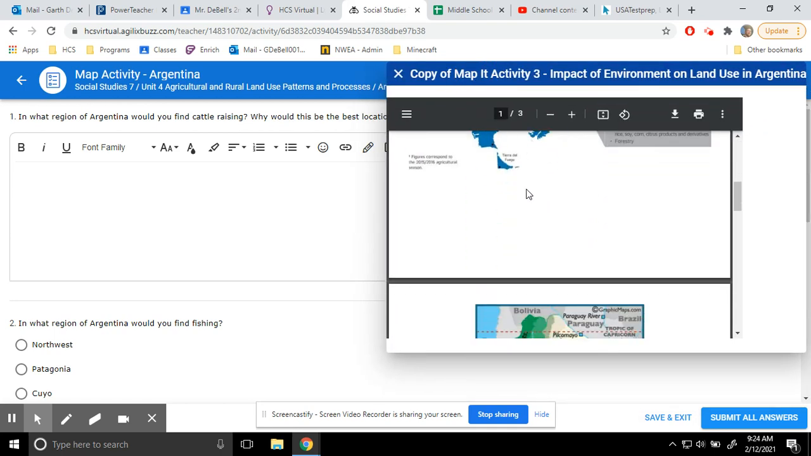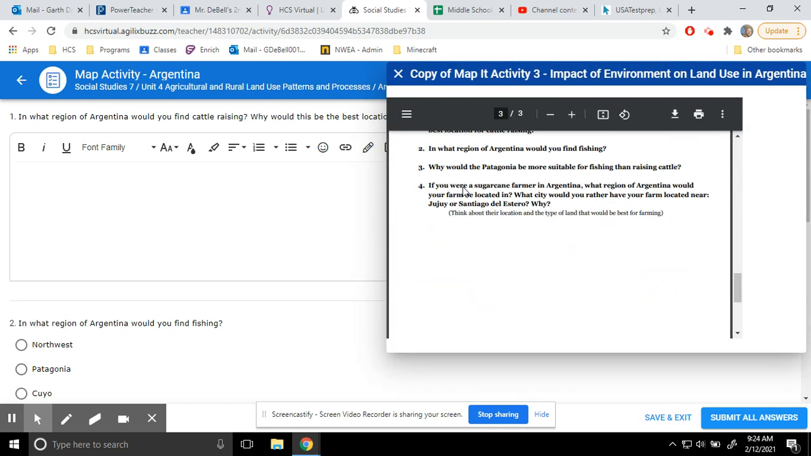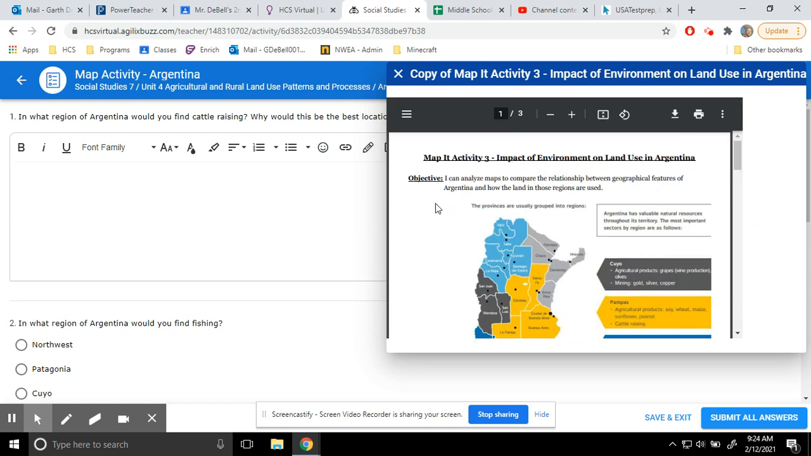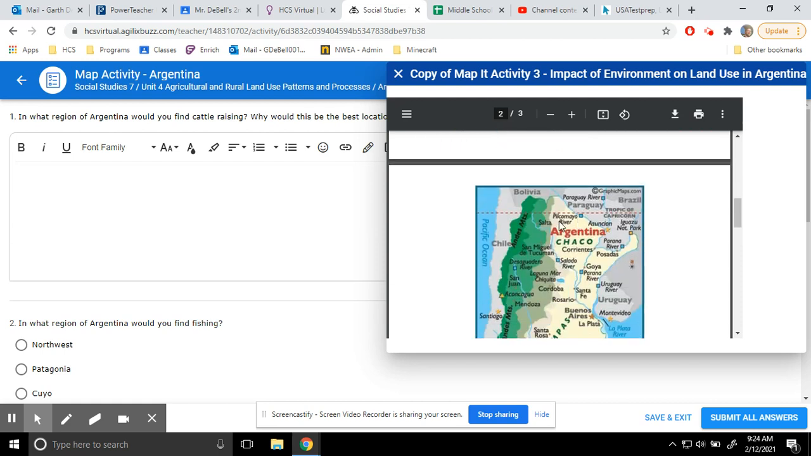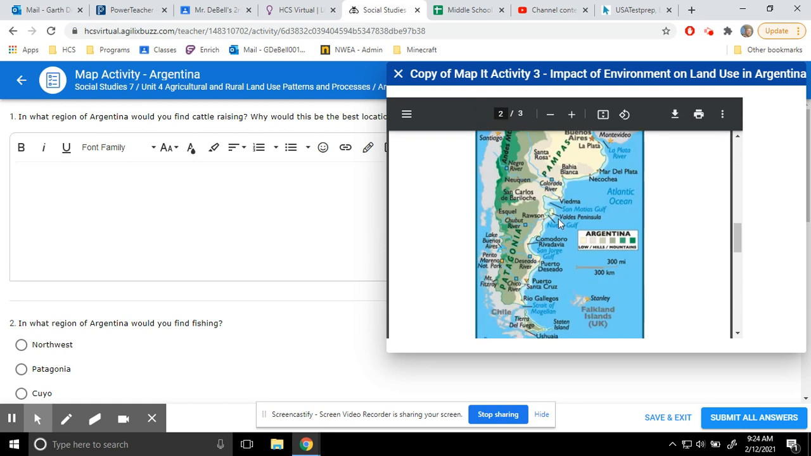All right, so first let's look at what maps we got. We have 2 maps. The first map here is a regional map, and it groups it based on what natural resources they have and what they're growing or using it for as far as food and other things. So that's going to be real useful. And then the second one is more of a topographical map. It's going to show you elevation.